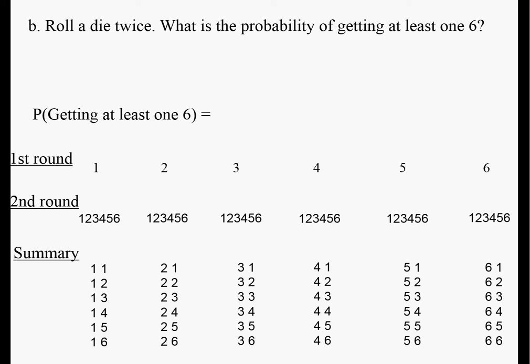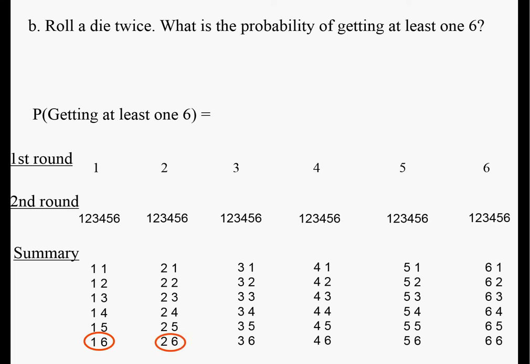Now, what are the outcomes that we are actually interested in? Here, we go back to this probability statement, getting at least one 6. This contains the scenario where the combinations of two numbers contain one 6 only. Let's first look at what are the outcomes that contain one 6 only. Here, 1 and 6 is a combination that contains one 6 only.